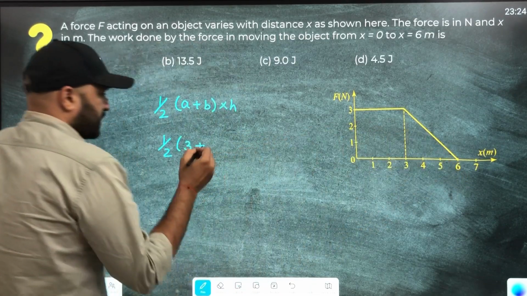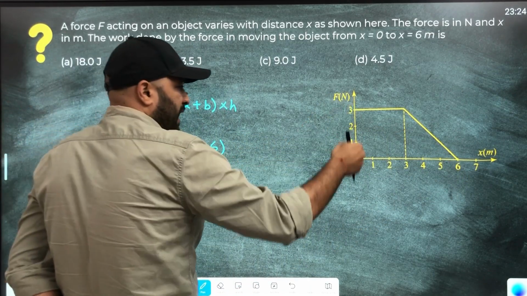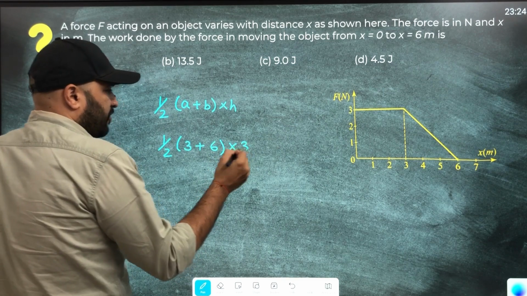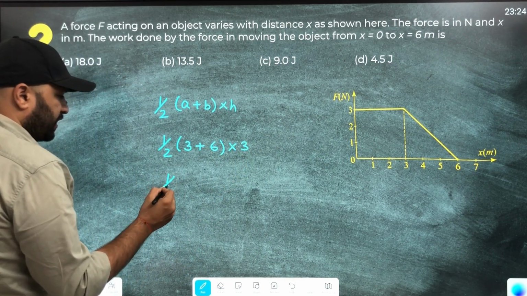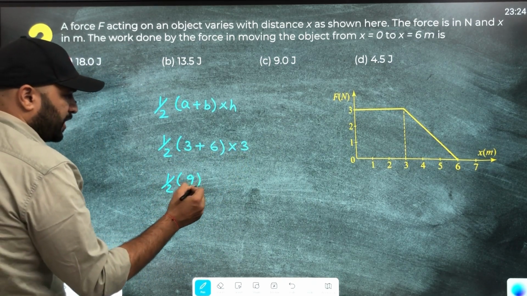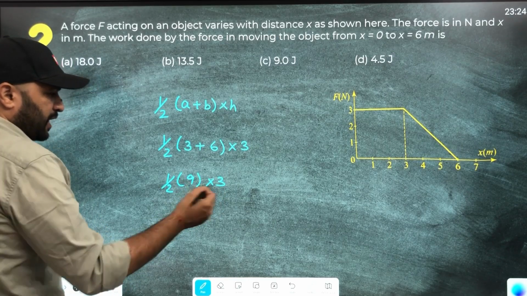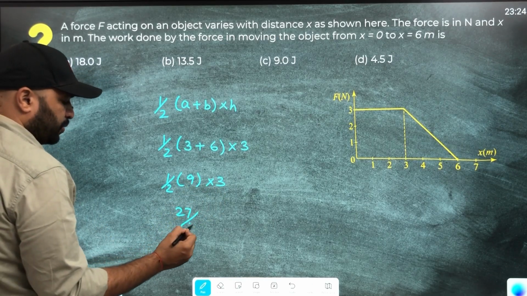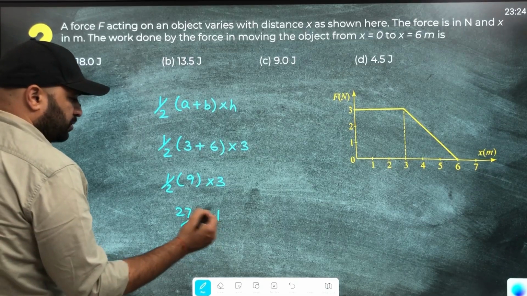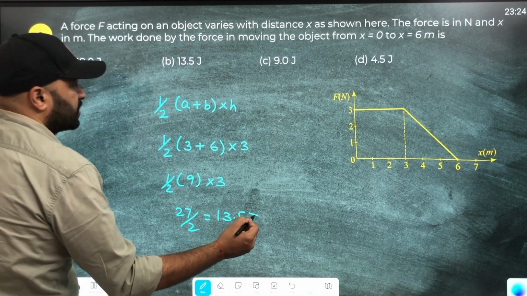So 0 to this is 6. Great. And what is our height? So this height is 3. Fine. So this will give us half into 3 plus 6, 9 into 3. Clear? So 9 3s are 27 upon 2, and 27 upon 2 is 13.5 joules. Is there such an option?